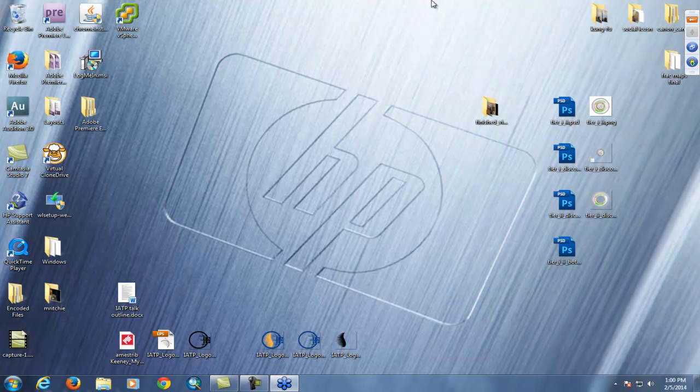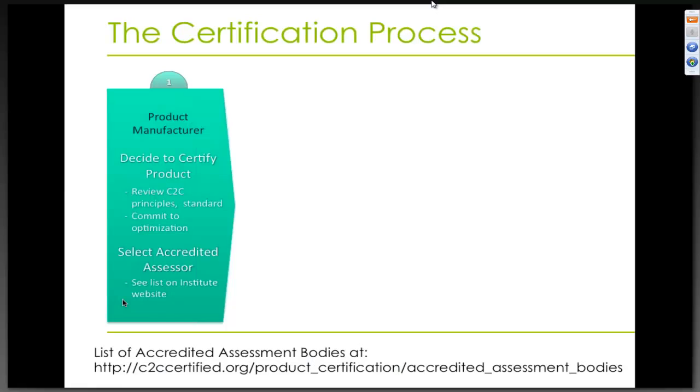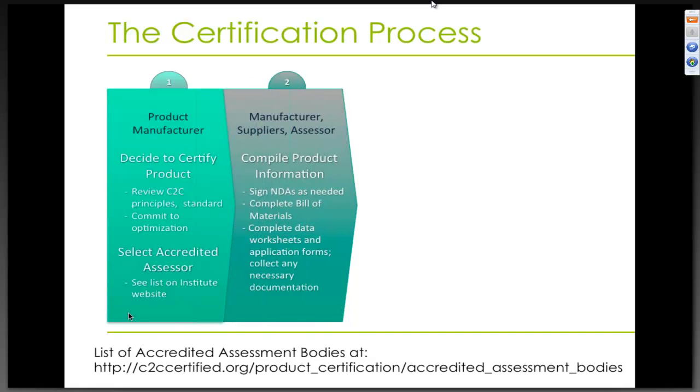So in order to get certified, the process really needs to start with the manufacturer committing to it because of the continual improvement aspect of this. It's not something that can just be achieved once and then the mark sort of used continuously. The products are recertified every 2 years, and at each of those 2 year markers, optimization needs to be shown. A manufacturer would work with an accredited assessor that has been trained and accredited by the Institute to collect all of the documentation and information for the certification process. As I mentioned before, a big piece of that is in collecting the formulations of all the materials in the product.